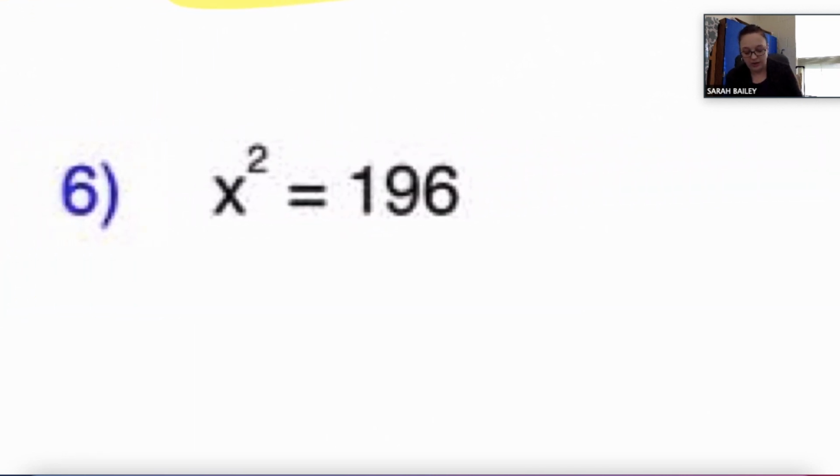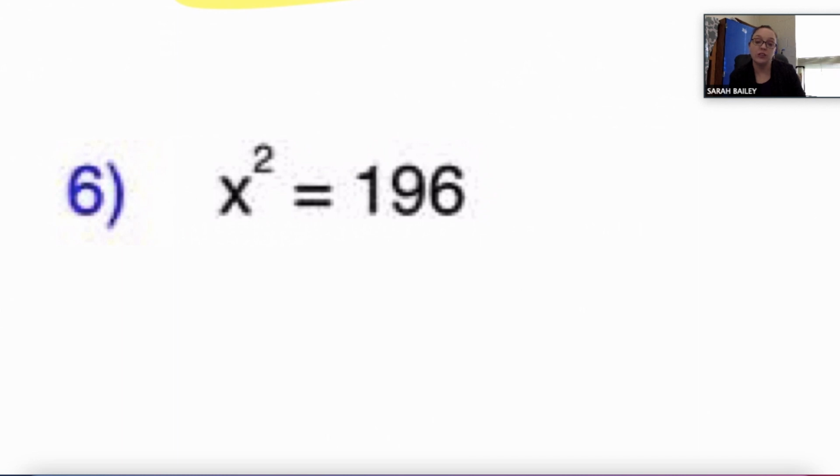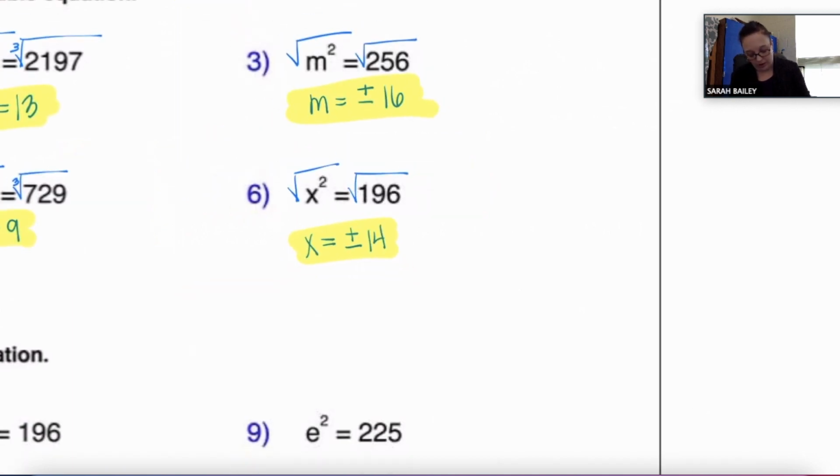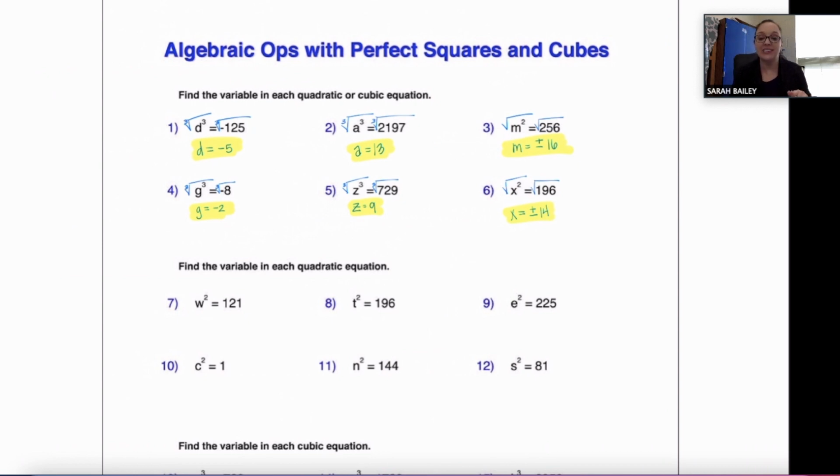All right. And number 6, x squared is equal to 196. So we'll do the opposite, meaning we'll take the square root of both sides. So that leaves me with x. Again, when you take the square root, remember that there's always 2 roots, the positive and the negative. My calculator would only give me the positive root. So I just have to know that there are 2. So the square root of 196 is positive and negative 14. Okay? All right, so we've done 1 through 6 together.